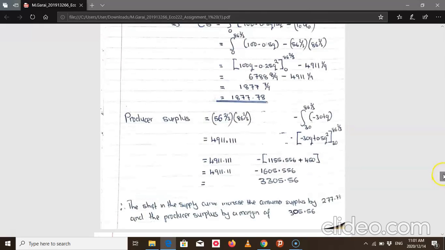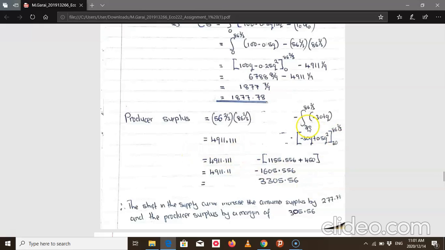So it's the area of the rectangle minus the integral of the supply function between 30 and 86.67, which is 86 and 2 over 3. I put it as a fraction. So you solve this one. As I told you earlier, you first substitute the bigger number, and from the answer you get, you subtract the answer that you get when you substitute the smaller number.